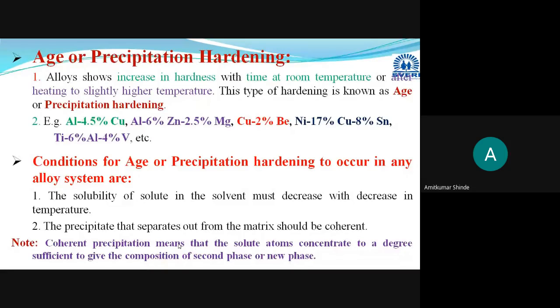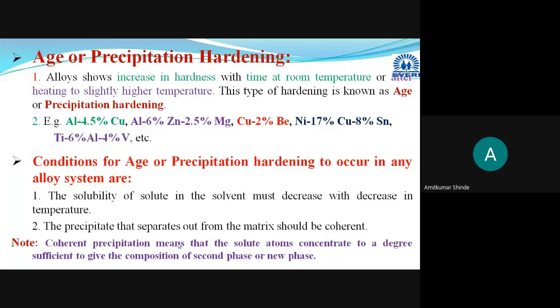The second condition is that whichever precipitation particles are separating out should have a coherent nature, meaning they should concentrate or segregate at one place and give rise to a new phase. A new phase must be formed from the particles separating out. If a new phase is forming, then and only then will they show the phenomenon of age hardening or precipitation hardening. This is the second condition.